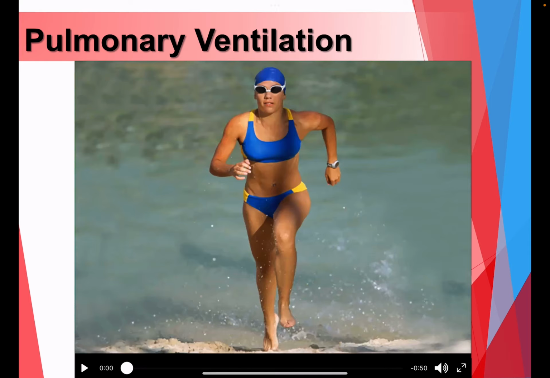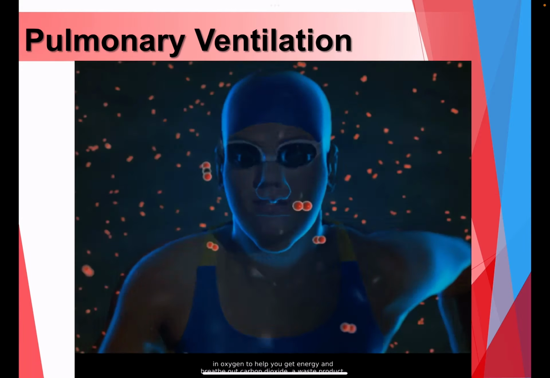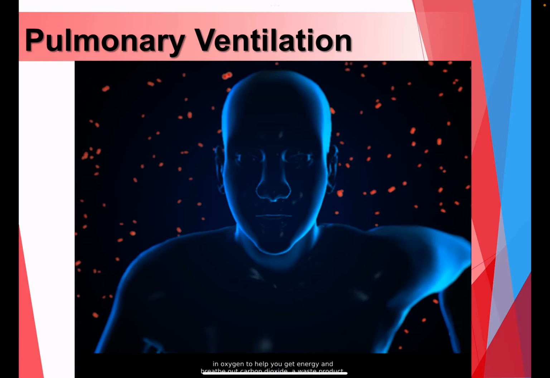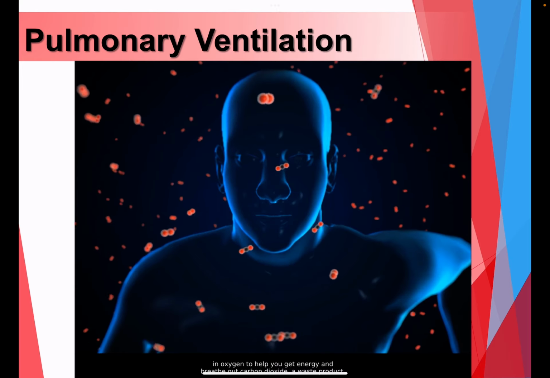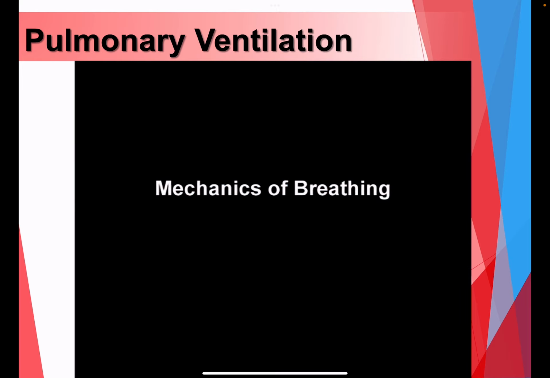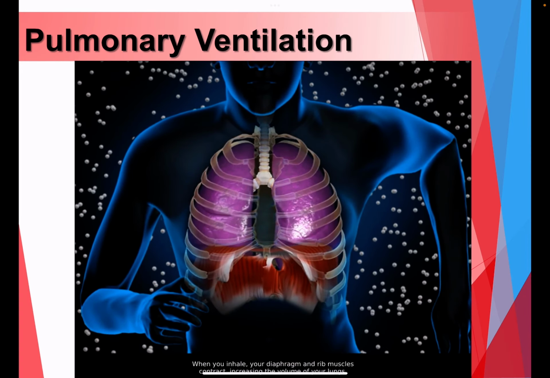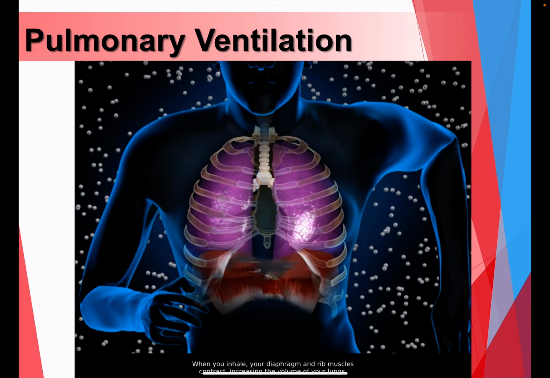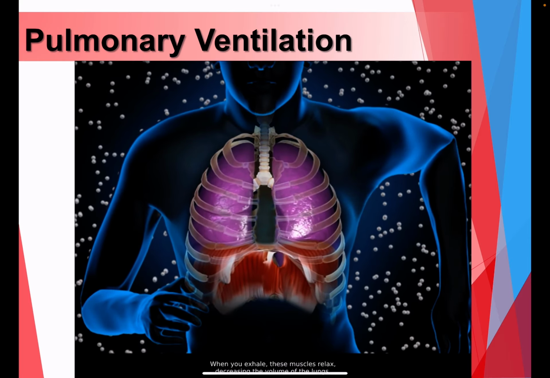So here's a quick video that goes over pulmonary ventilation. Whether you're racing in a triathlon or doing something less strenuous, you need to breathe in oxygen to help you get energy, and breathe out carbon dioxide, a waste product. It shows you the volume changes of the thoracic cavity. When you inhale, your diaphragm and rib muscles contract, increasing the volume of your lungs. When you exhale, these muscles relax, decreasing the volume of the lungs.